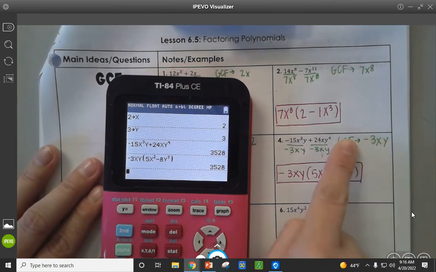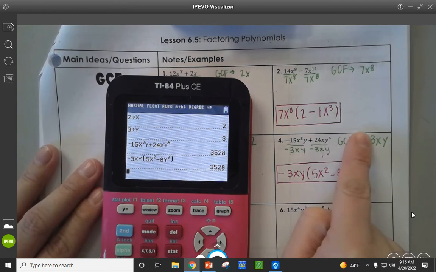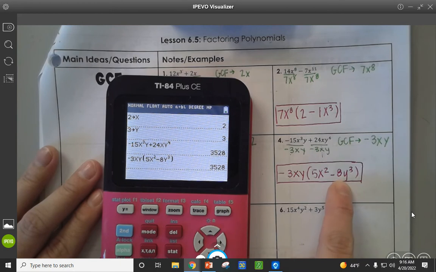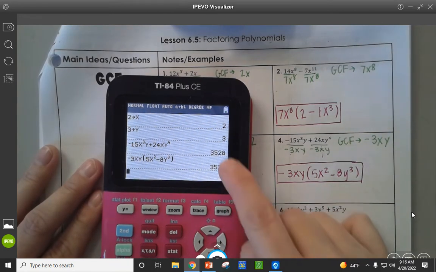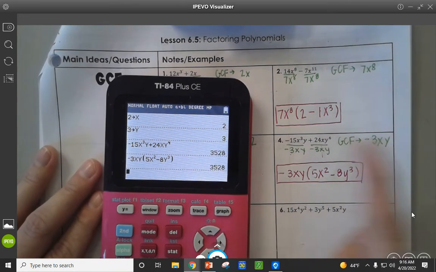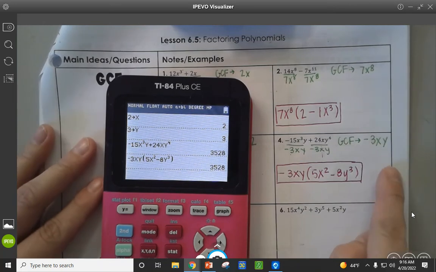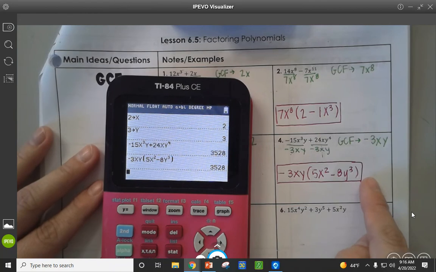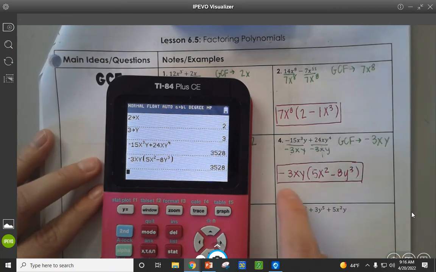Now, if you had made your GCF a positive 3, that would have been positive, that would have been negative, that would have been positive, you still would get the same answer here in your calculator. So I won't count it wrong if you do that, if you have all these signs switched. But if it's multiple choice, you have to know this is the one you're looking for.